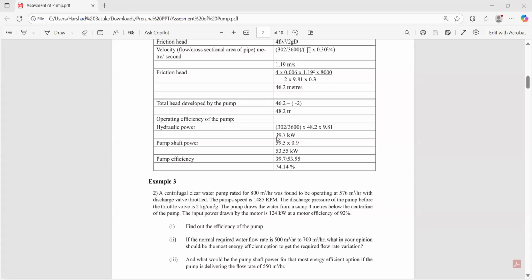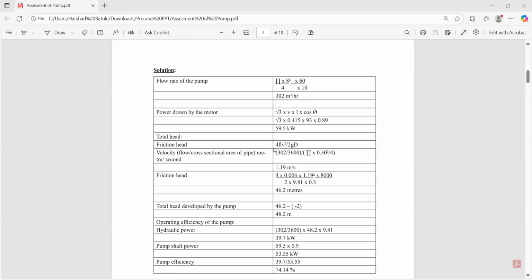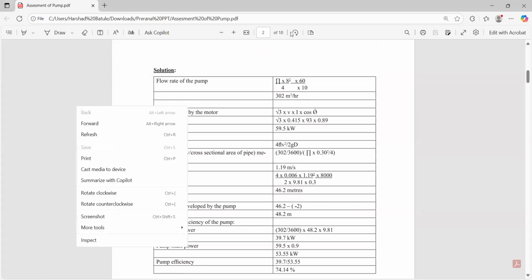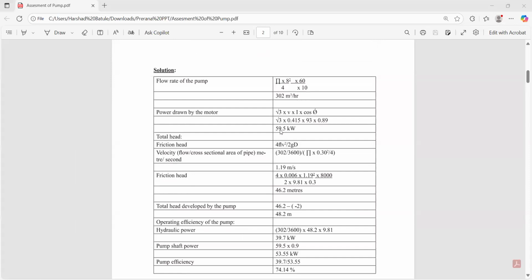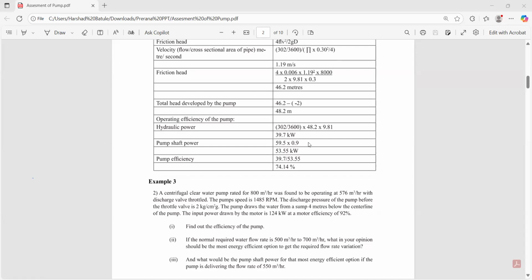After that, we need to calculate shaft power, because your input power, we have calculated as 59.5 kilowatt. After that, the efficiency of the motor is given as 90%. So your 59.5 into 0.9 means your shaft power is 53.55 kilowatt.